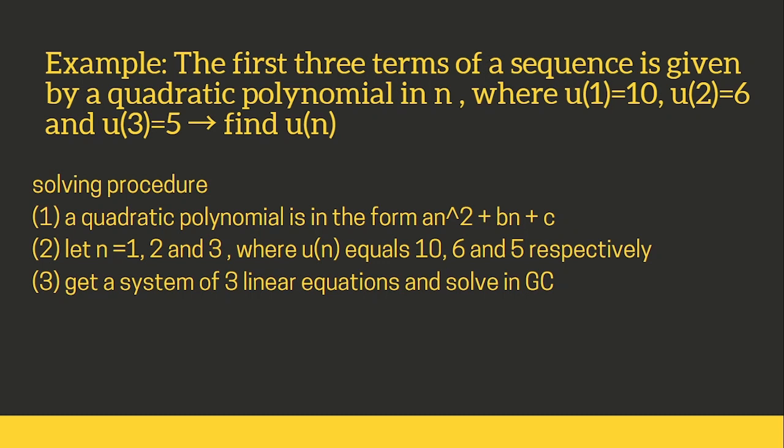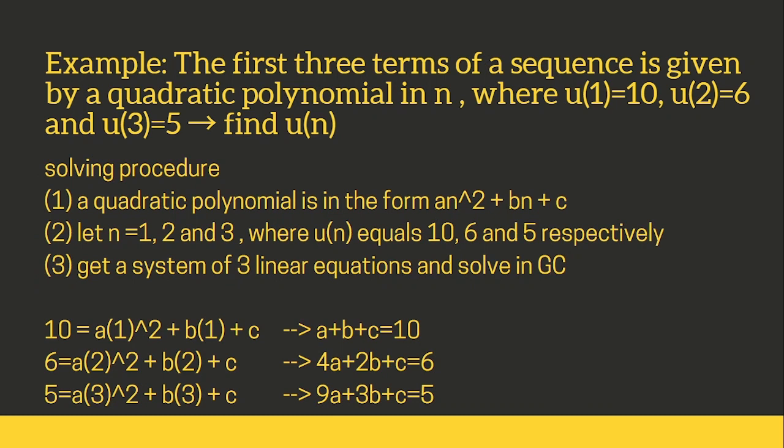So we let n equal 1, 2, and 3, where the result f(n) equals 10, 6, and 5 respectively. Then we get a system of three linear equations and solve them in a graphing calculator. So 10 equals a times 1 squared plus b times 1 plus c. That's a plus b plus c equals 10.